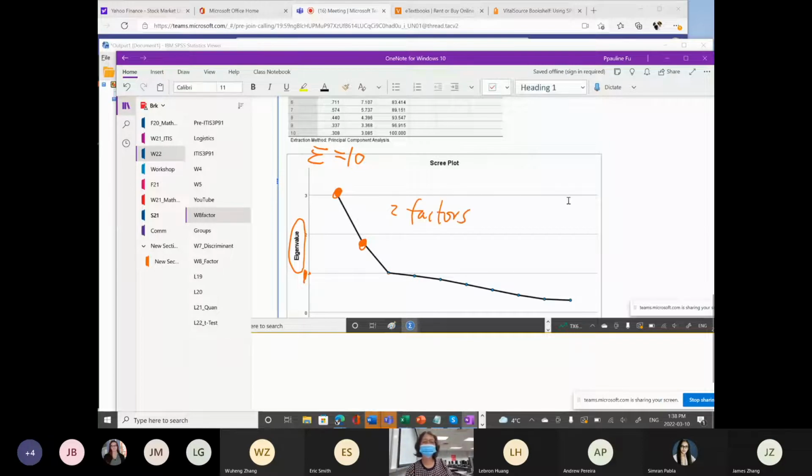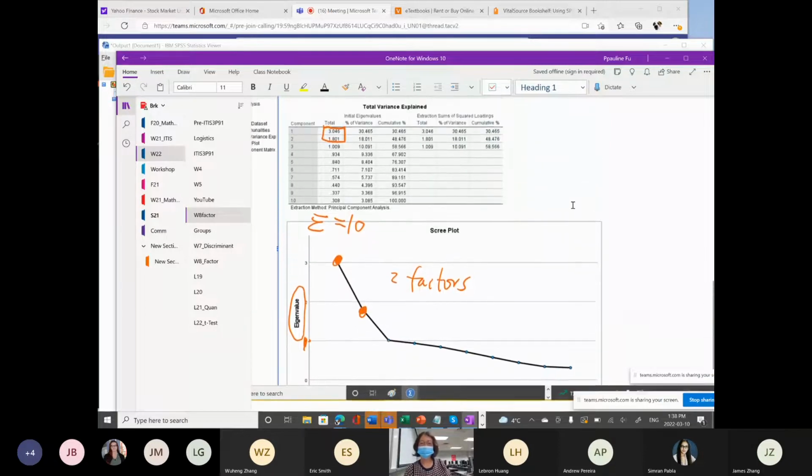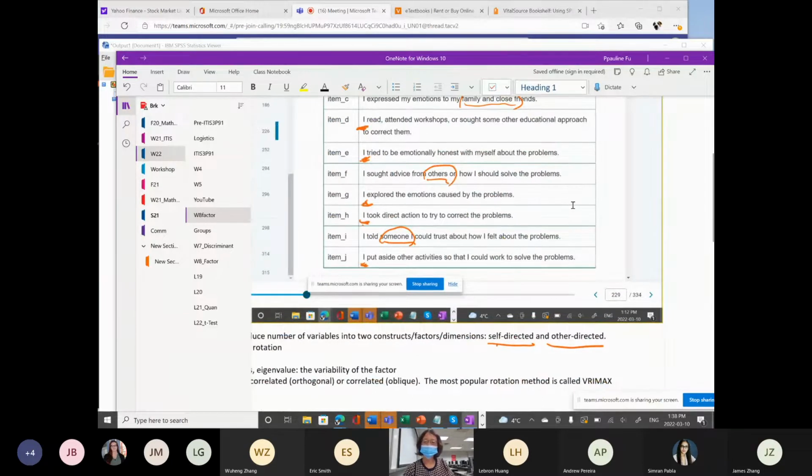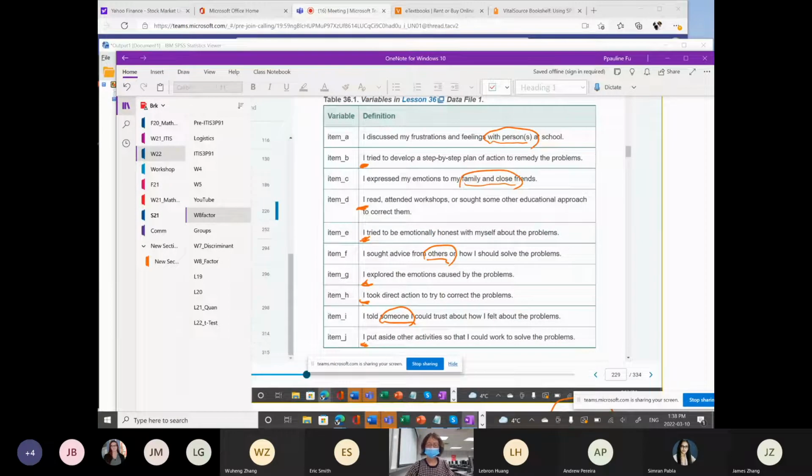Again, this conclusion matches our initial analysis. Remember we said we have other-directed and self-directed based on these statements. Those are our 10 variables.